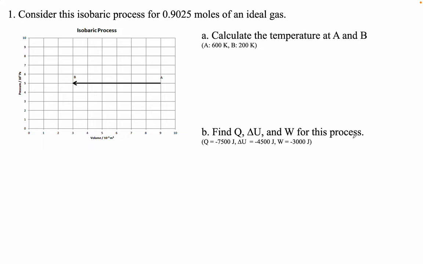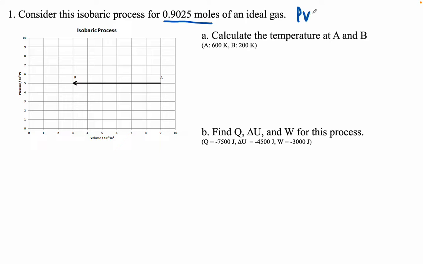All right, so this is an isobaric compression from 9 to 3. Notice we've reduced the volume by a factor of 3. But anyway, they tell us the number of moles that we have. So what we can do is just use our friend the ideal gas law to figure out the temperature.